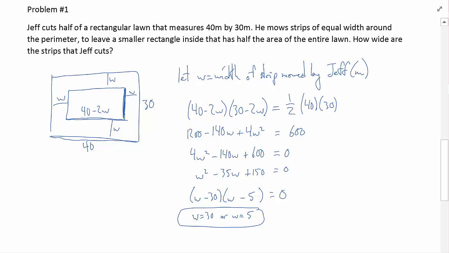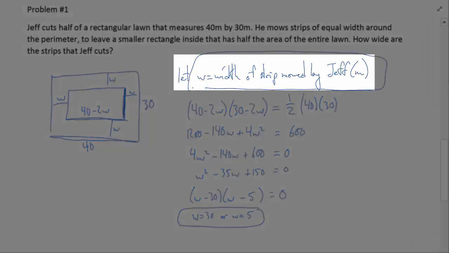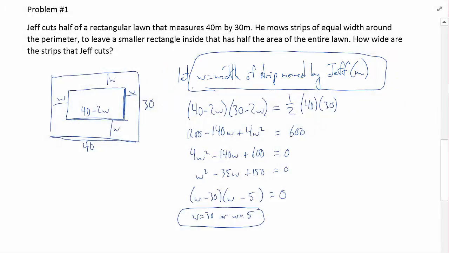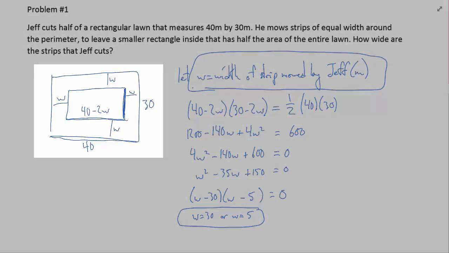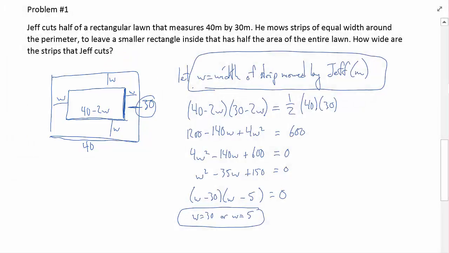Is w equal to 30 or w equal to 5? Sometimes both solutions make sense. What does w mean? w is the width of the strip of lawn mowed by Jerry. Is it possible that he mowed a strip of 30 meters off of each side of the original lawn? No, that doesn't make sense. So if you tell me that the answer here is 30, I'm not going to give you full marks. We have to be smart enough to realize that w actually has to be between 0 and 15, half of the shortest side.